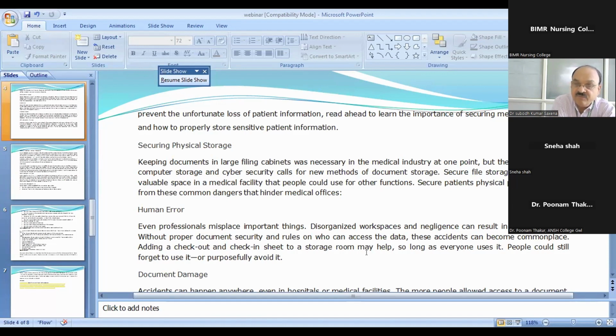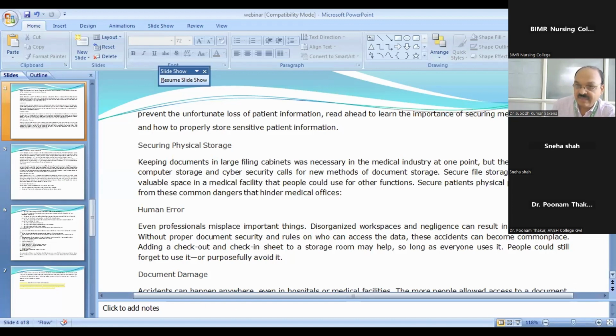Securing physical storage: keeping documents in large file cabinets was necessary to the medical industry at one point, but the advancement of computer storage and cyber security called for new methods of document storage. Secure file storage rooms take up valuable space in a medical facility that people could use for other functions. Secure patient physical paper documents from these common dangers that hinder medical offices.